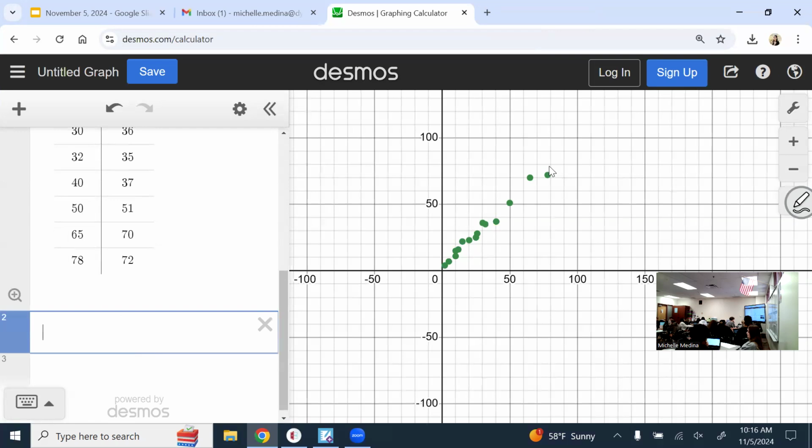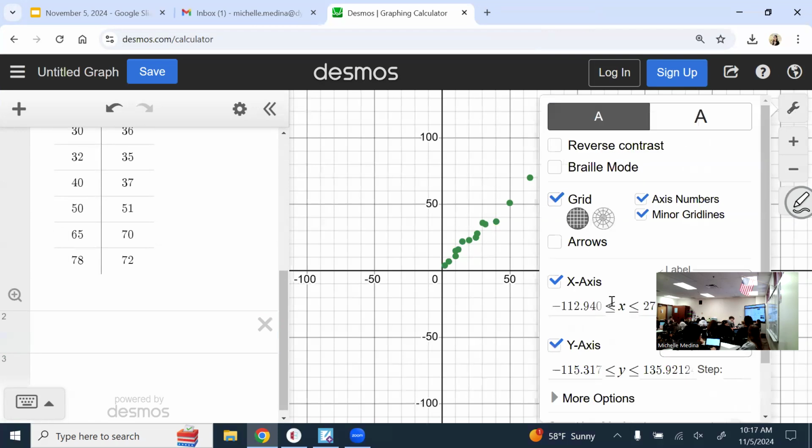How do I make it put the line of best fit? I heard someone say hit the wrench. How do I make it put a line on here? Did nobody put a line on their graph? So we've done it once before. How do I put a line of best fit on here?